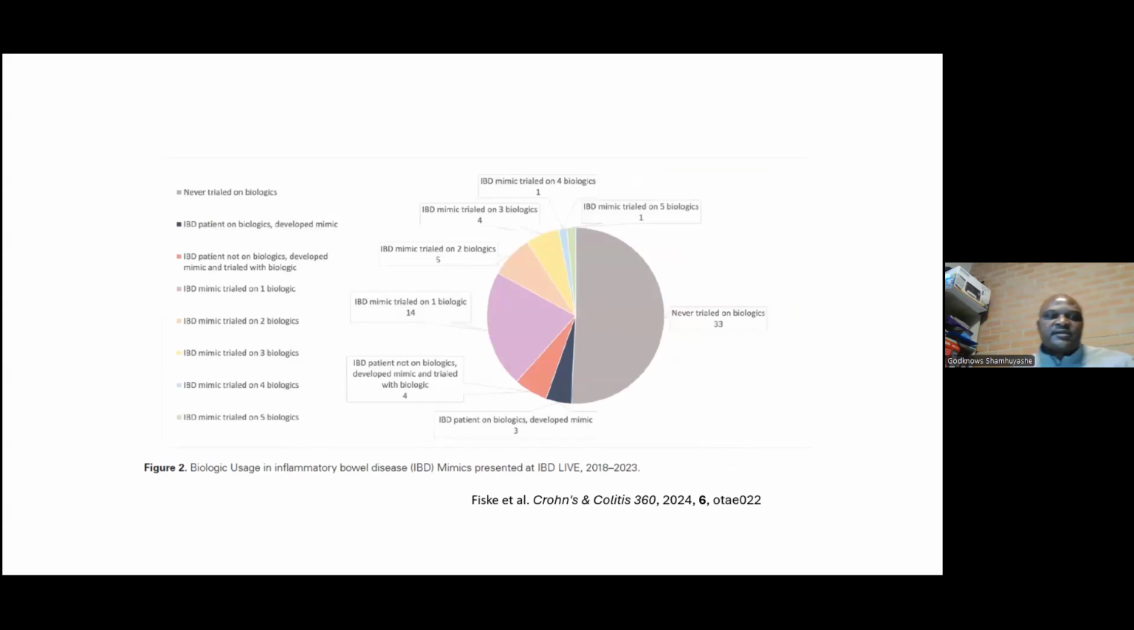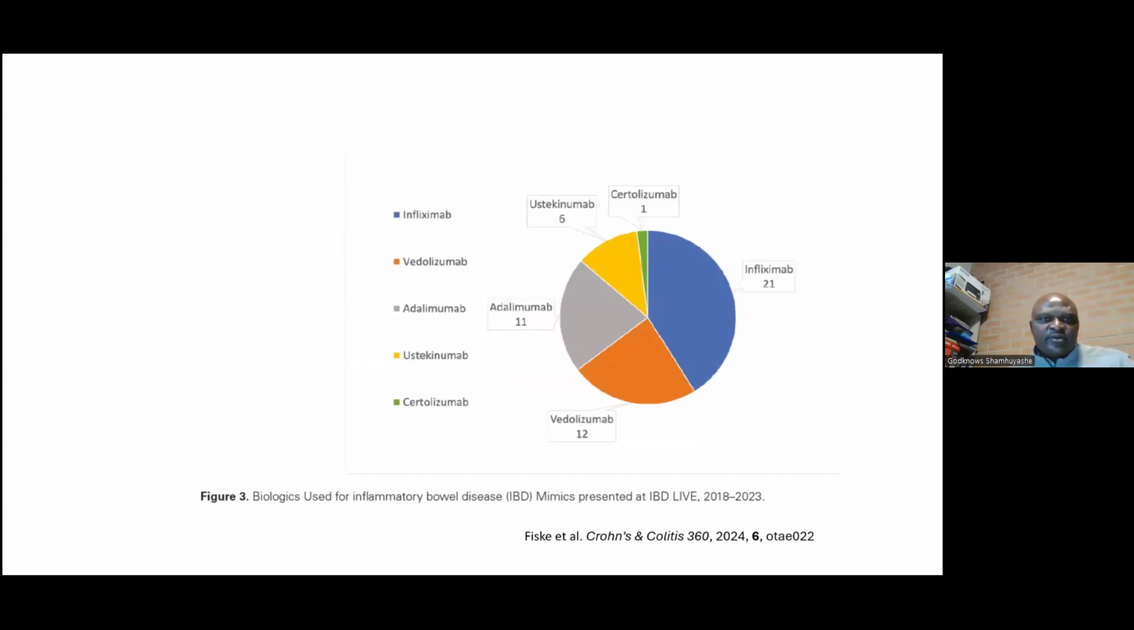In terms of biologics, from the same article, this is the biological usage in IBD mimics presented in IBD Live from 2018 to 2023. Most of the patients had been tried on biologics, some on one, some on two, and some on three biologics without any improvement, and after reassessment and further investigations, it turned out not to be an IBD case altogether. The biologics used mainly were infliximab, which accounted for most of the cases, with vedolizumab second, and also adalimumab. Some of the cases seem to have been given second-line therapies, but with no improvement in the clinical presentation of the patient.